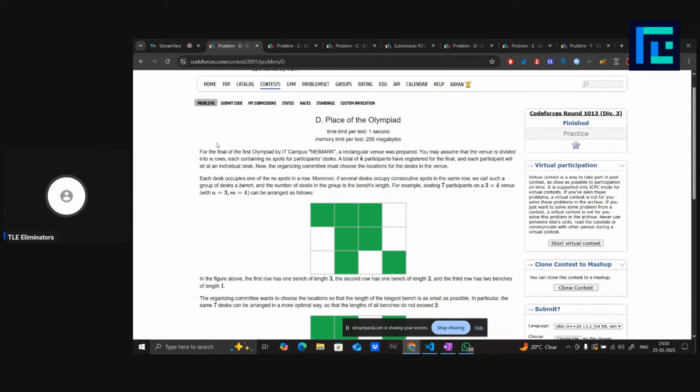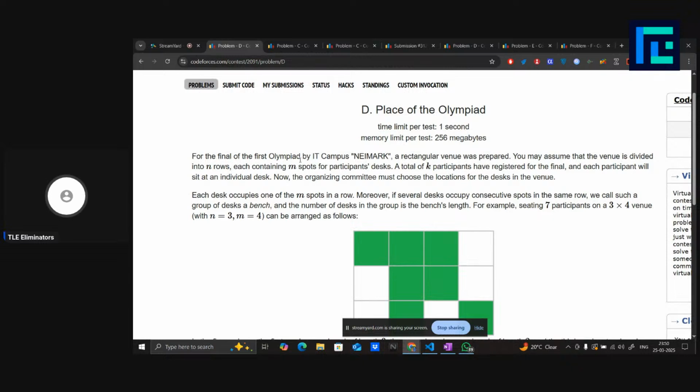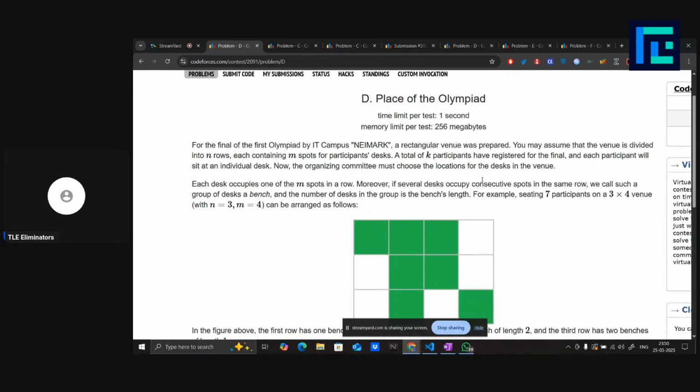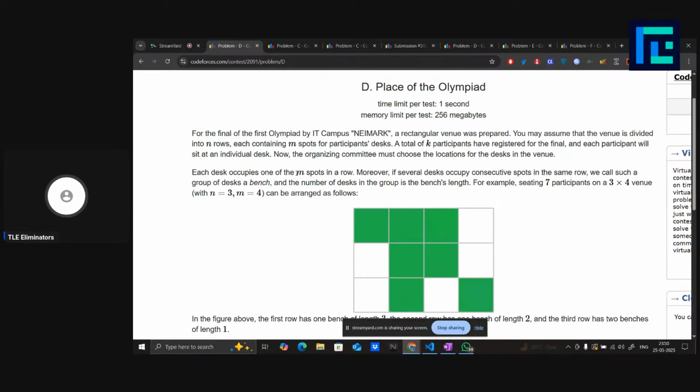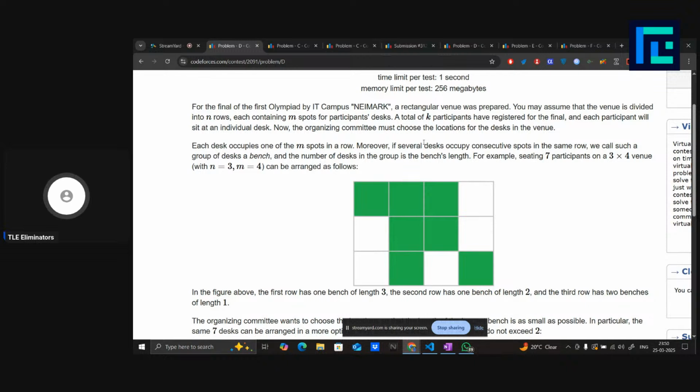Okay. So problem D says: for the final of the Olympiad by IT campus Nemark, a rectangular venue was prepared. You may assume that the venue is divided into n rows, each containing m spots for participants' desks. A total of k participants have registered for the final, and each participant will sit at an individual desk. Now, the organizing committee must choose the locations for the desks in the venue. Each desk occupies one of the m spots in a row. Moreover, if several desks occupy consecutive spots in the same row, we call such a row of desks a bench, and the number of desks in the group is the bench's length.